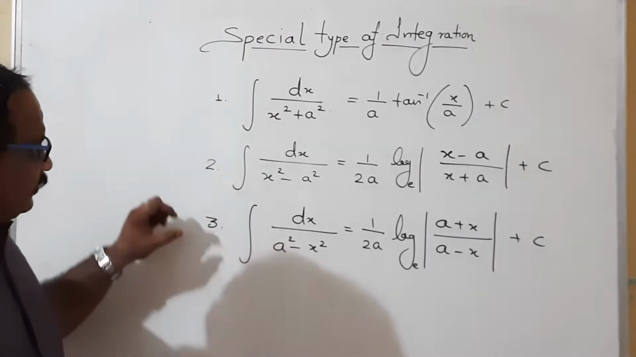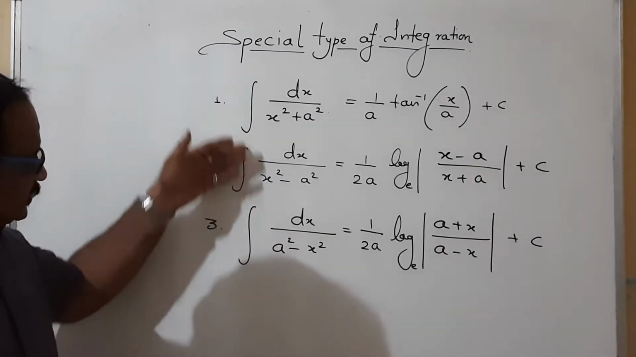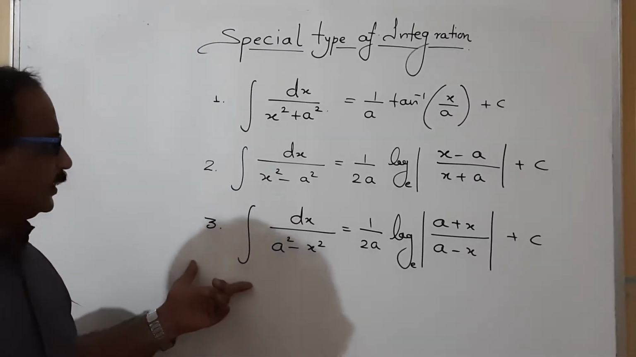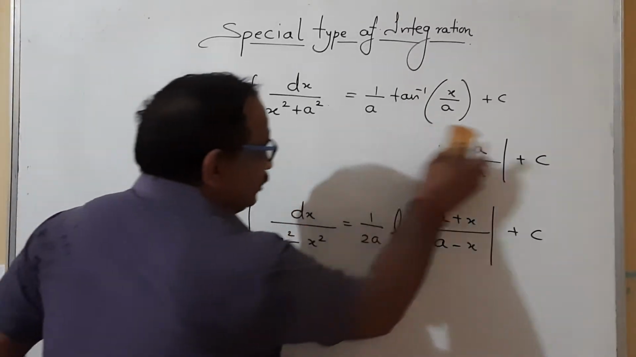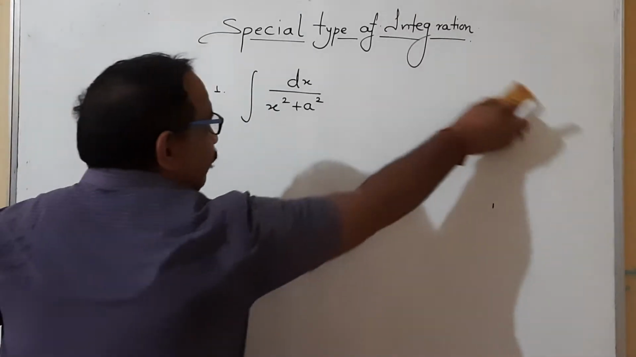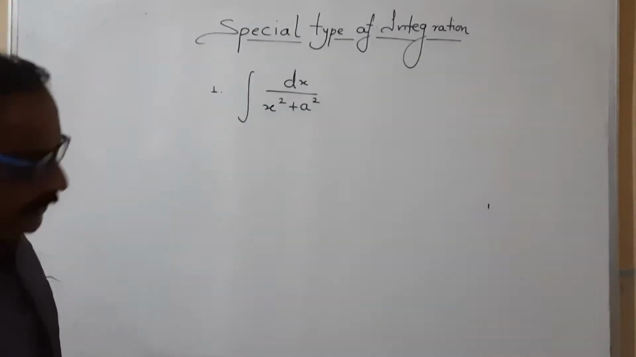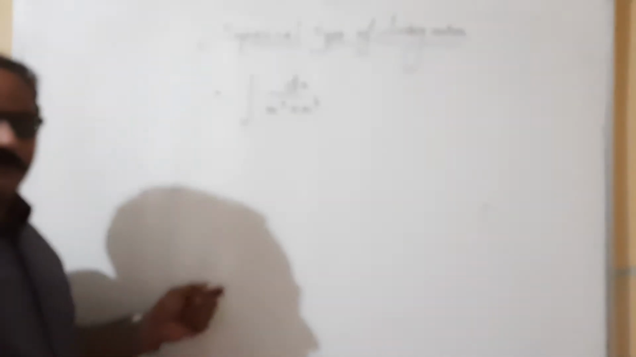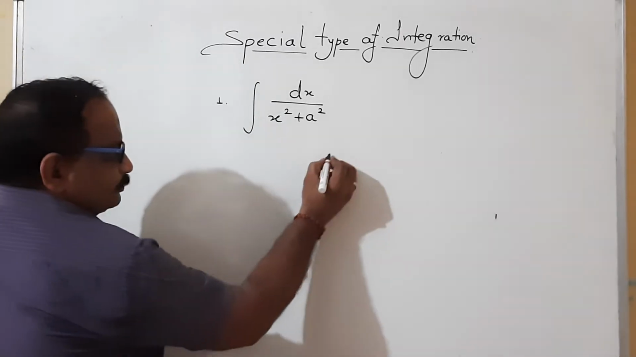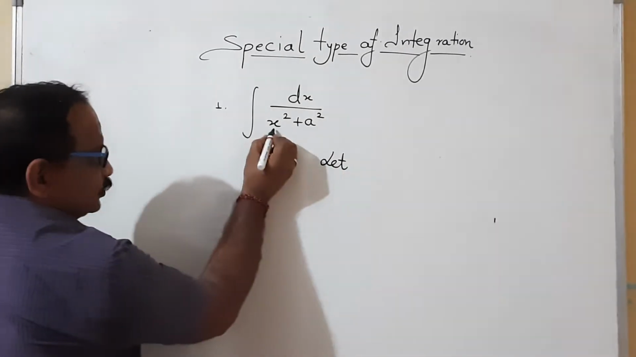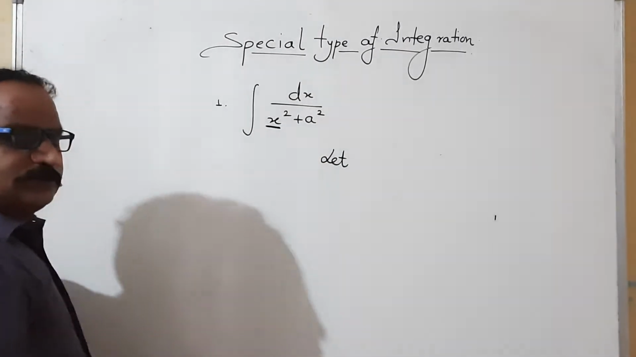So let's start with the very first. These three types of methods we have to use. Any one of them I am going to just prove here. Say the question itself is this. The question comes to us: dx upon x square plus a square, and our job is to integrate that. So what should I do? I should put the substitution value first. So in place of this x, I have to substitute.